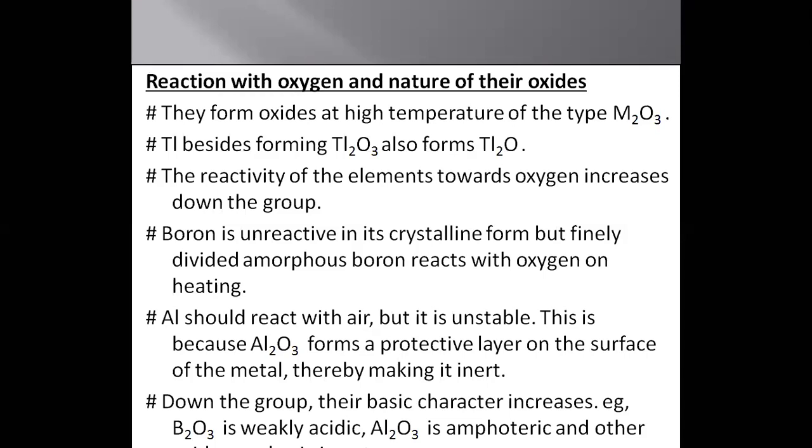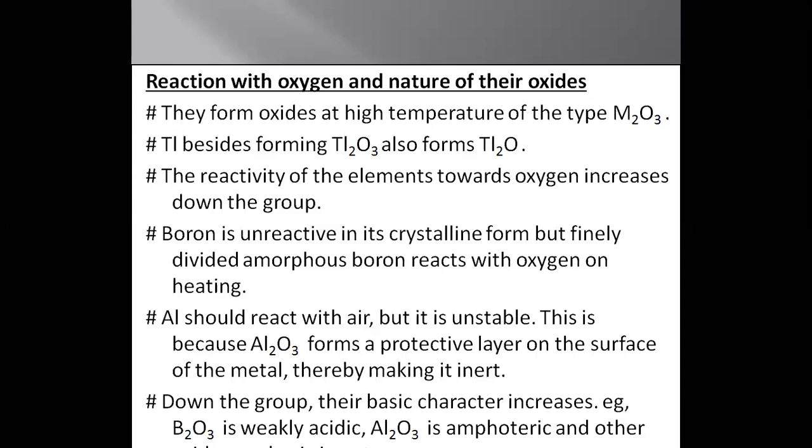Now, we say that aluminium should react with oxygen, but it does not react as readily. Why? Because when aluminium is exposed to air or oxygen, it is converted to aluminium oxide, which forms a protective layer on its surface, avoiding further reaction with the air and making the aluminium inert.